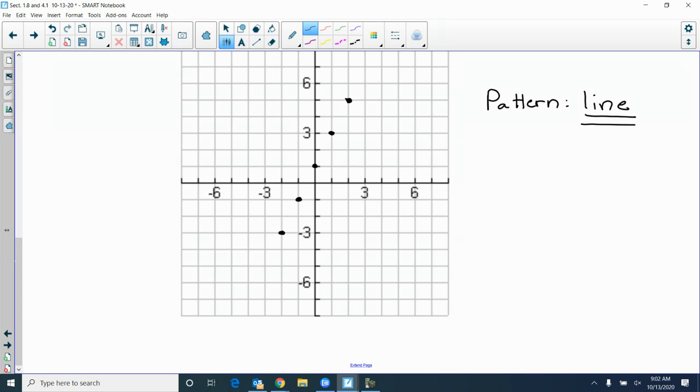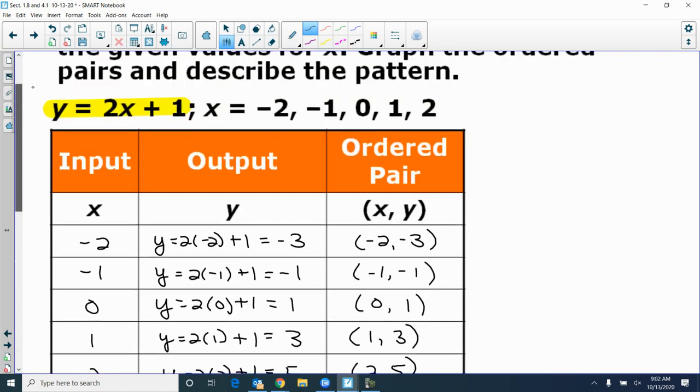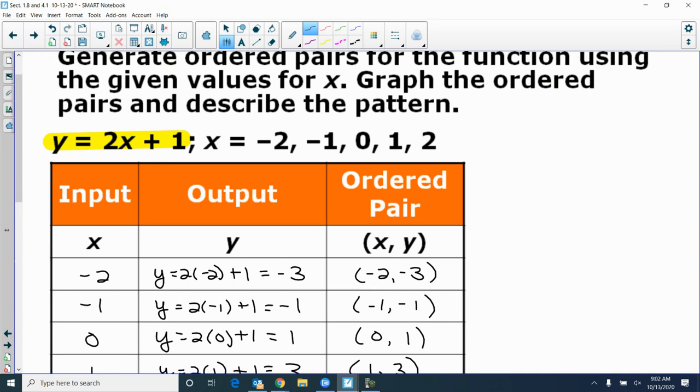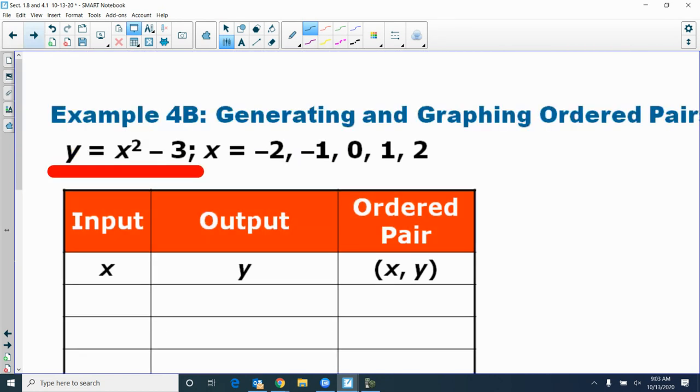What we want to do is look at the equation and figure out what part of the equation makes that pattern happen. And we'll deal with that in the next few days. Okay, all right, the next one. Okay, y equals x squared minus 3.